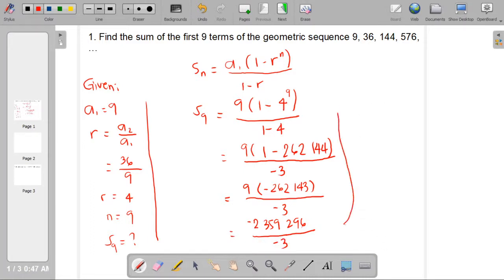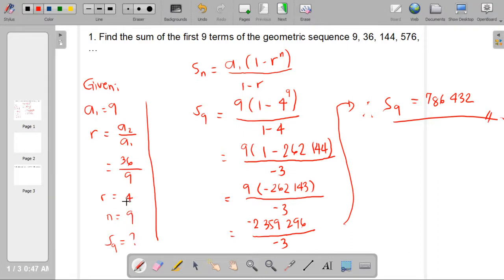So your S sub 9, therefore, our S sub 9 is equal to, what is negative 2,359,296 divided by negative 3? Negative divided by negative is a positive number. And the answer is 786,432. So the sum of the first 9 terms of this geometric sequence is 786,432.